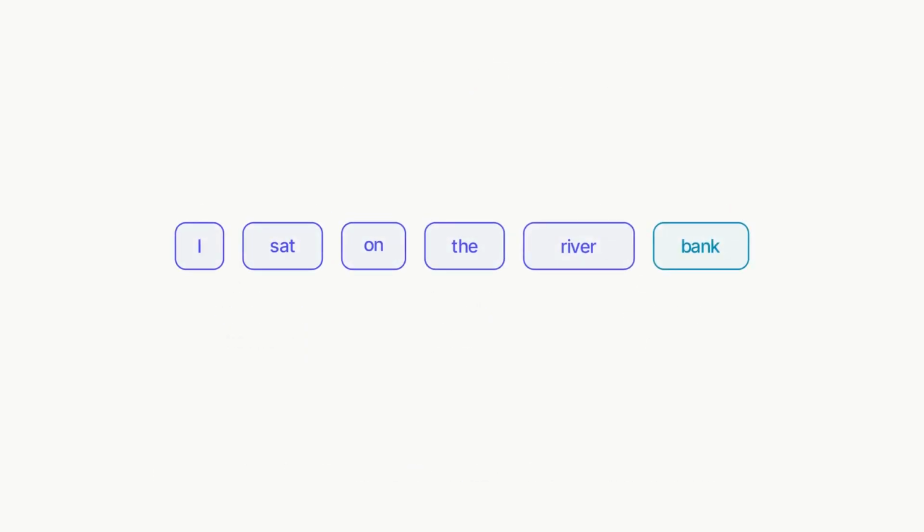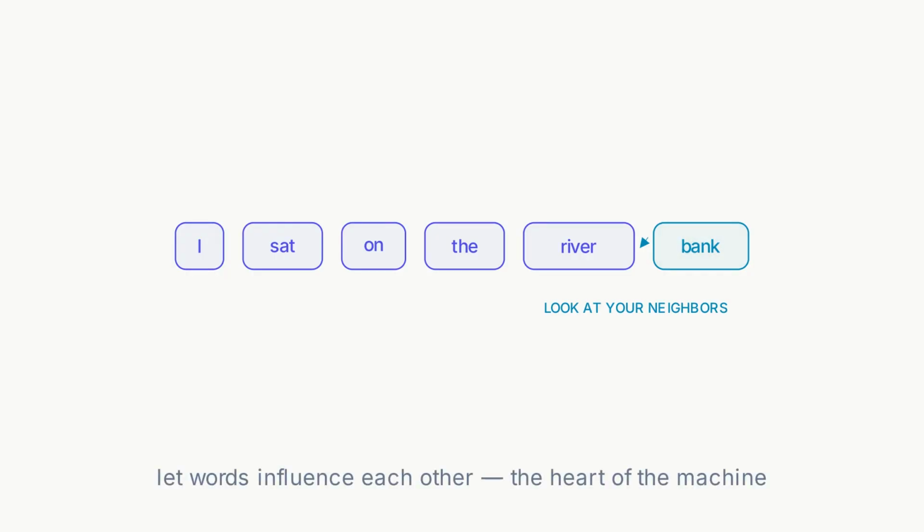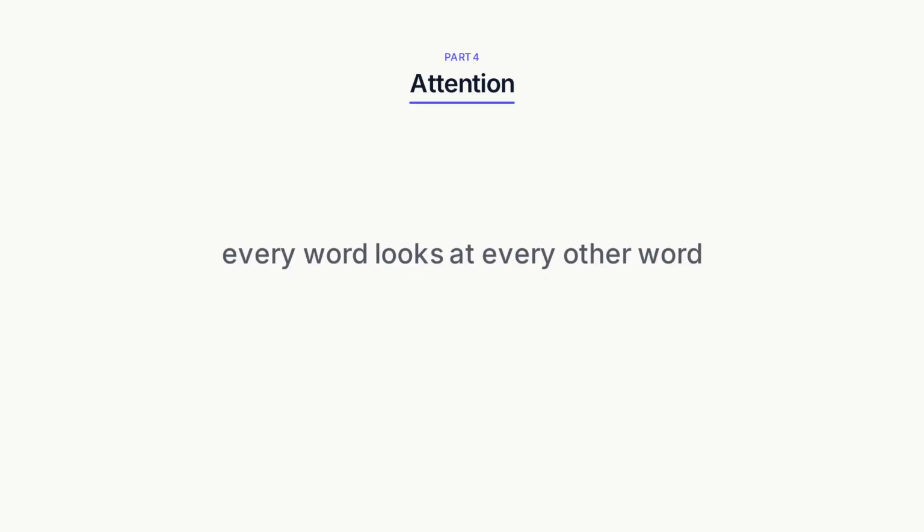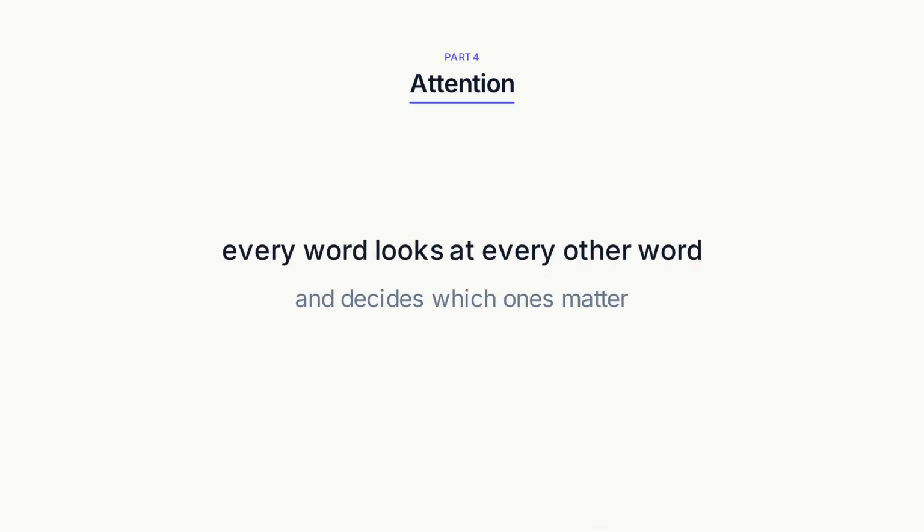So what the model needs is a way for each word to look around at its neighbors and update its own meaning based on what it finds. The word bank needs to notice river sitting nearby and shift its meaning accordingly. This single idea, letting words influence each other, is the heart of the whole machine, and it has a name. Part 4, attention. This is the idea that changed everything, the breakthrough that made modern AI possible, and the core of it is surprisingly intuitive.